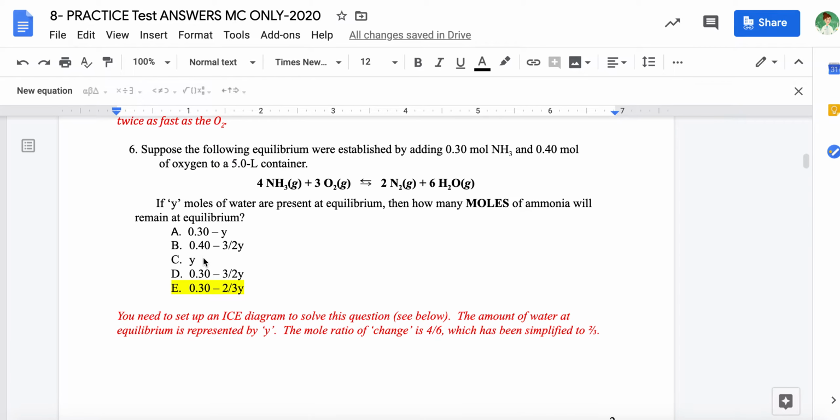Now, number 6, this one is something that involves math, but it doesn't involve math. So it's a way that the College Board is going to get you to do some math without actual numbers. And they need you to think about which equation is going to represent the moles of ammonia that would be at equilibrium. And the easiest way to think about this is to use an ice diagram. So let's take a look at the ice diagram.